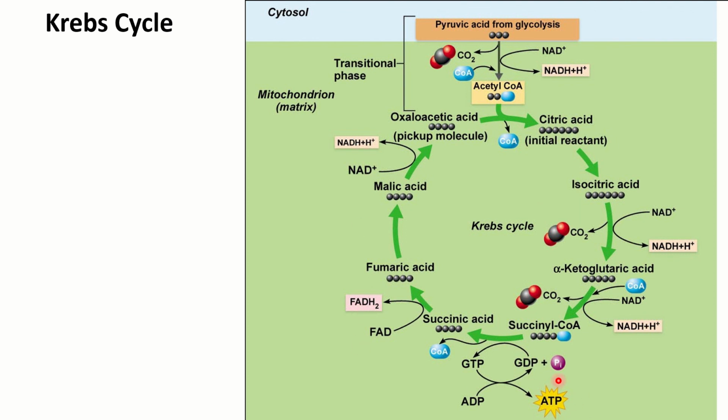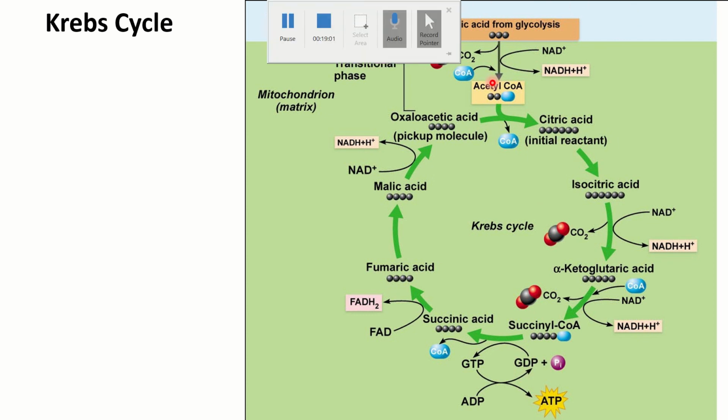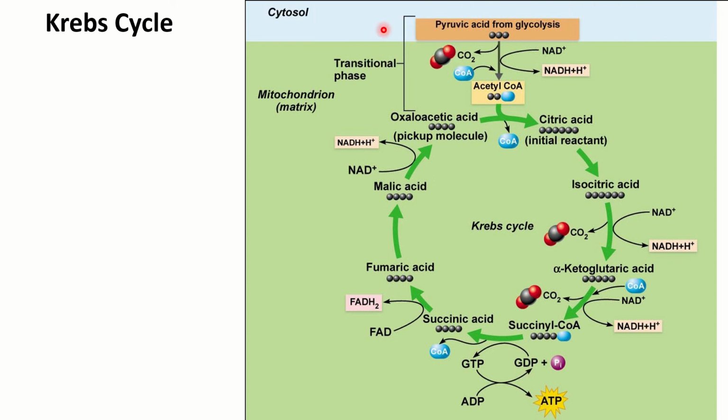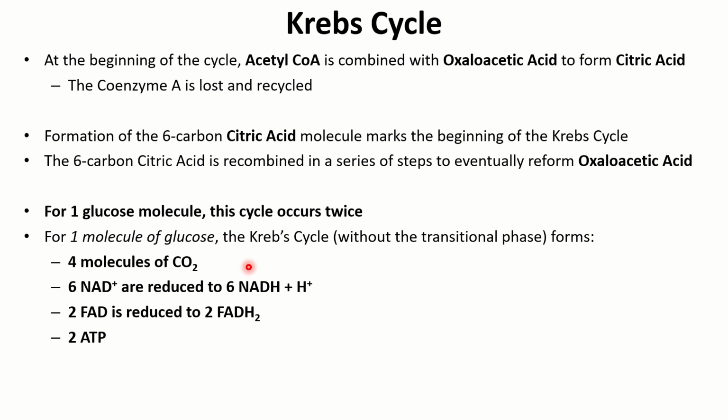and 1 ATP produced. And so again, if you recall that this is 1/2 of a glucose molecule, then for 1 single glucose, you would see in total 4 molecules of carbon dioxide, 6 NADH plus H positive, 2 FADH2, and 2 ATP.